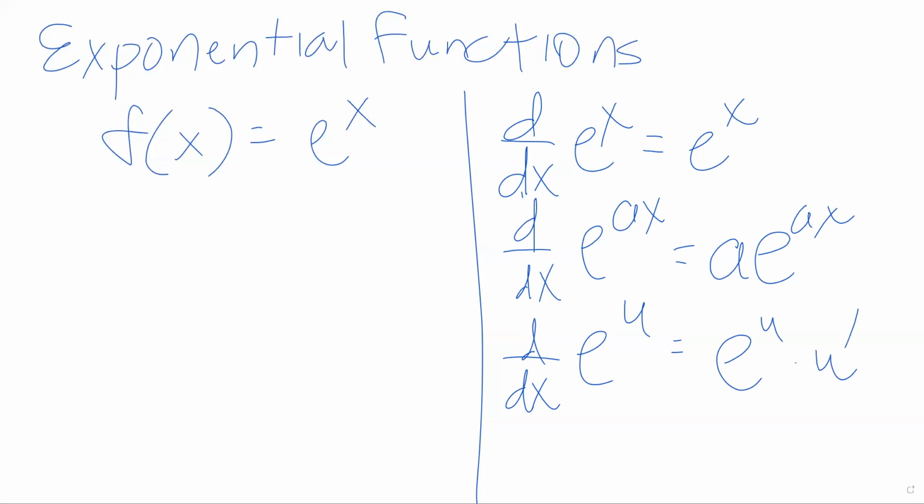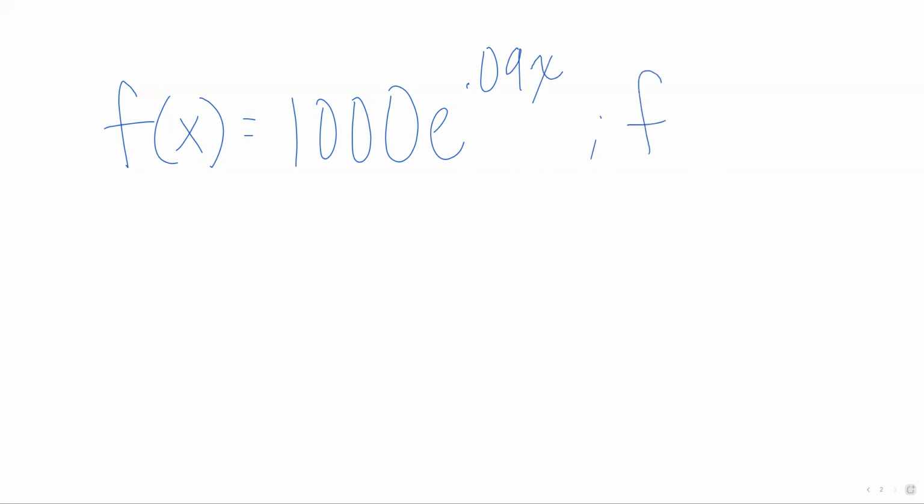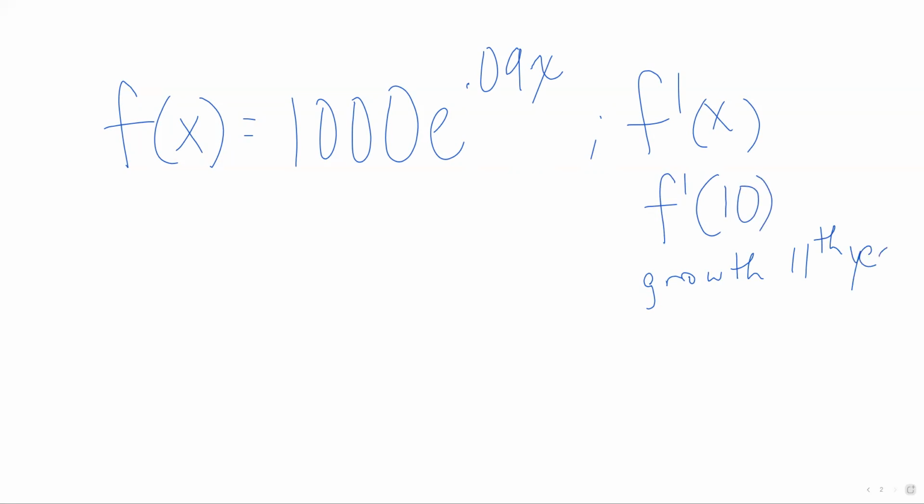So one example that I often see in Business Cal, and you might be able to relate to it here too, like let's say you wanted to know not just the derivative, but you also wanted to know f prime of 10. Now in Business Cal, they often mean this as growth in the 11th year, which you have to use the derivative at 10 to determine the growth over the next year and make projections. So let's use the exponential rule.